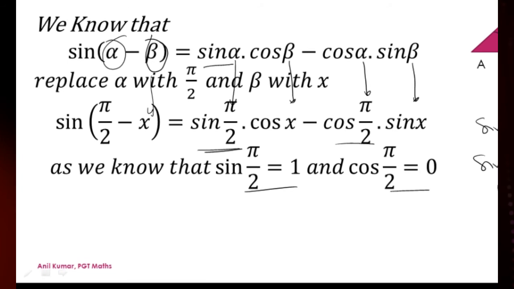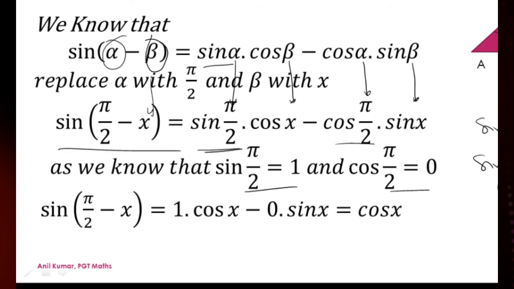So let's put this value. Here it becomes sine pi by 2 minus x is equal to, this will become 1, so 1 into cos x, negative sign, cos 90 will be 0 and this is sin x. So our output will be cos x.